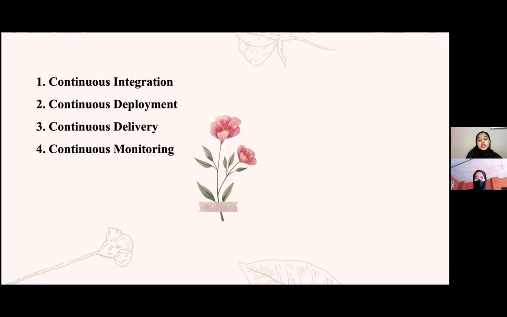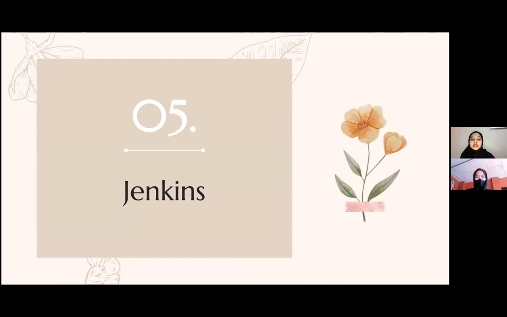The third one is continuous delivery. Continuous delivery is a software development approach based on creating software in a short cycle. The fourth one is continuous monitoring. Continuous monitoring is a technology and process that IT organizations can implement to help them quickly detect compliance issues and security risks within their IT infrastructure. Next, the fifth one is Jenkins.